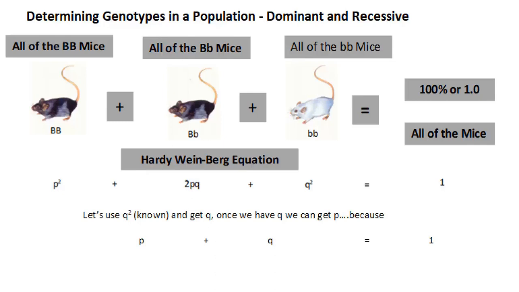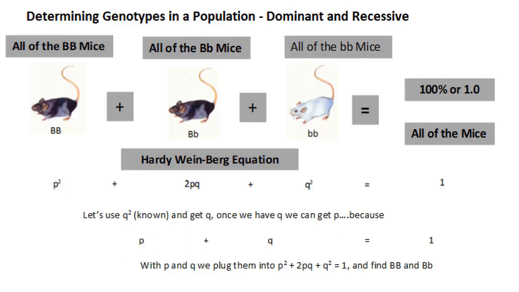We're going to look at what this means a little later in the video, but right now, p plus q equals 1. Then we can take the numbers for p and q, and plug them into the p squared plus 2pq plus q squared, and we can find out how many mice are homozygous dominant, or big B, big B, and how many mice are heterozygous, or big B, little b.